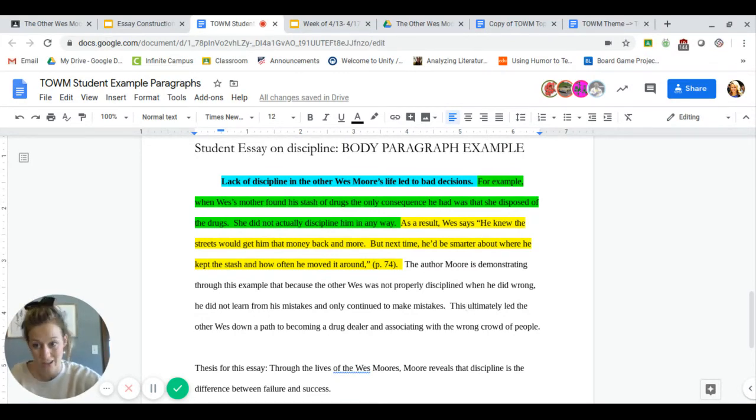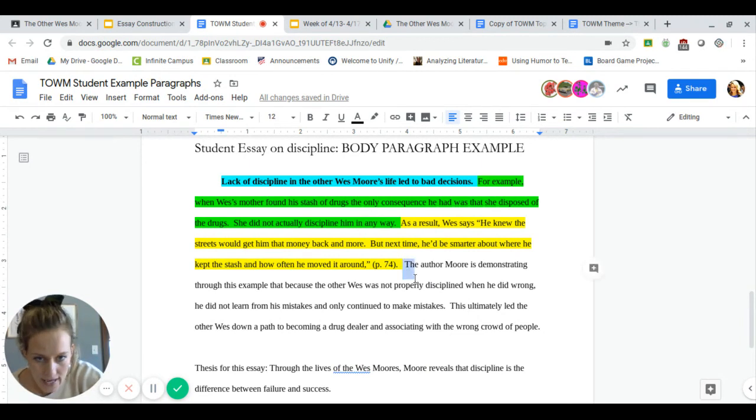So this is an awesome tie-up because not only does it tie together this CSET paragraph, it also gives us a concluding sentence that is going to transition us into the next paragraph. Based on this concluding sentence, we can see that a lack of discipline not only leads to bad decisions, but that bad decisions have a cyclical nature, and that's what led to the other Wes's failure.